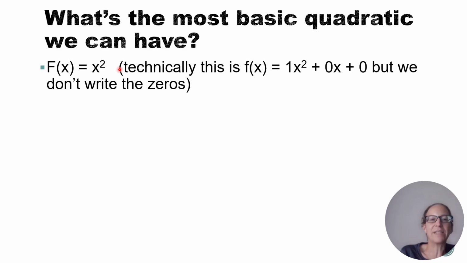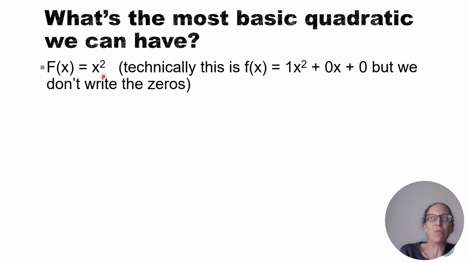So what's the most basic quadratic that we could have? Well, that is f of x equals x squared. Now, technically, this is f of x is 1x squared. Okay, so the coefficient in front of the x squared would be a 1, plus 0x plus 0. But we don't normally write the zeros because it's extra. Now, there are times when we want to know that it is a 0. When we get to some of our higher order polynomial stuff, we want to recognize that when we're not seeing the terms there, it's because we have a coefficient of 0. But we don't typically write them. So that's as basic as it can get.